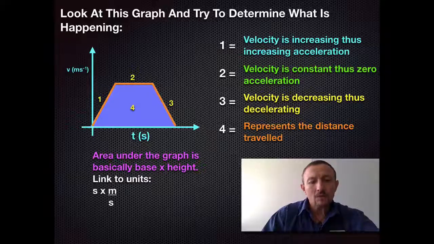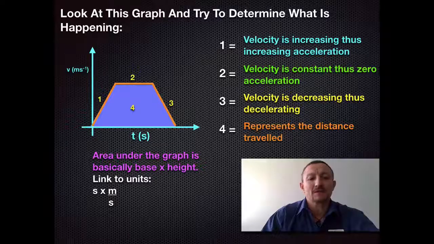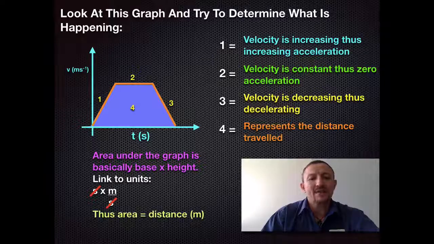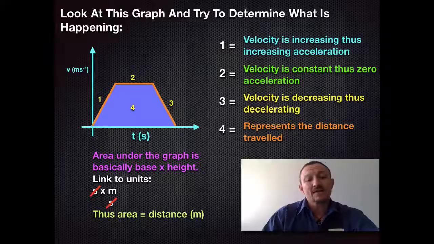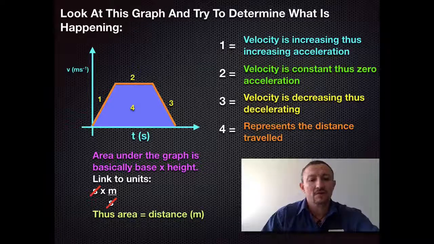So we'll put our units down. Along the base we've got our time in seconds, and we're going to multiply that by our units for velocity, which is in meters per second. So it's s times m over s. Now the two s's cancel out, which leaves me with just meters. Hence the area under a velocity time graph is going to be our distance in meters.